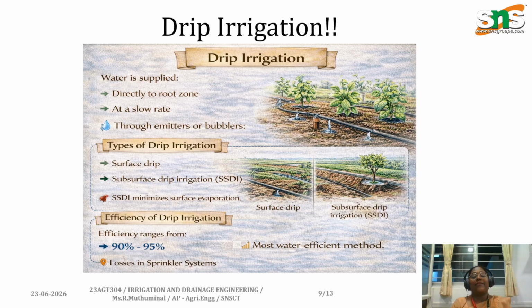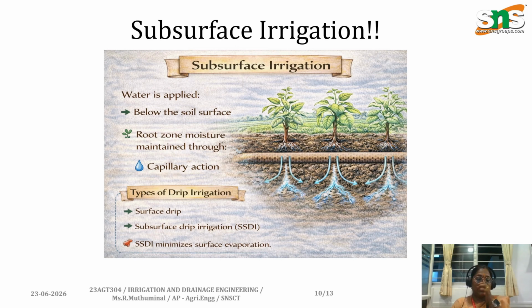Next we'll see about subsurface irrigation. Here water is applied below the soil surface and reaches the root zone through capillary action. This method minimizes evaporation losses and provides moisture directly to plant roots. However, it requires careful design and suitable soil conditions.